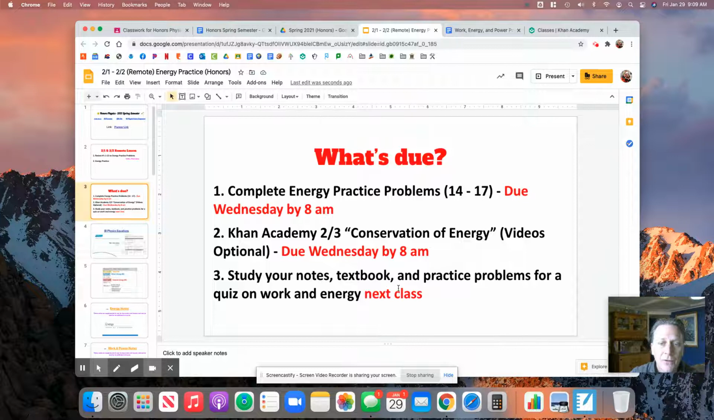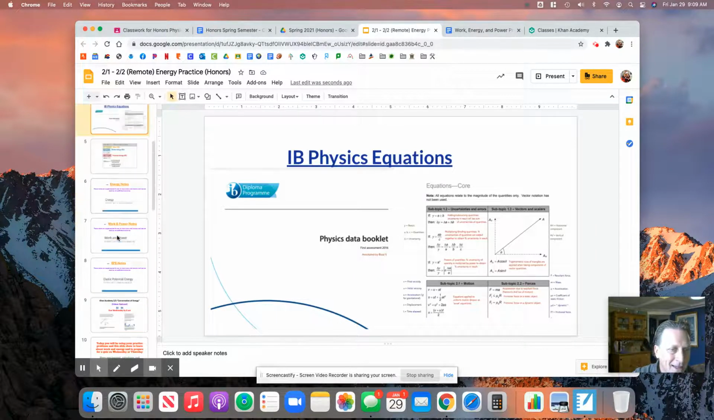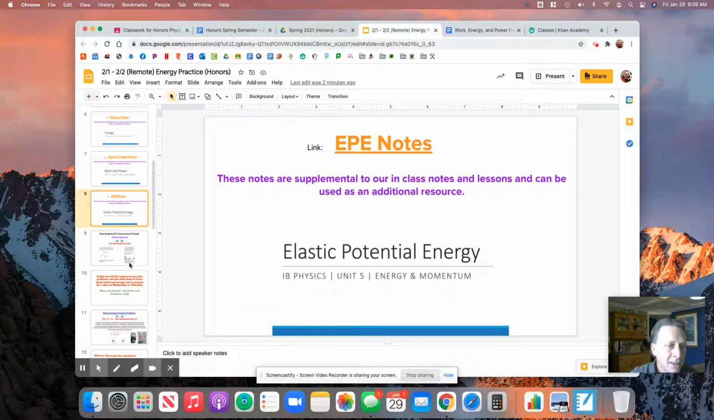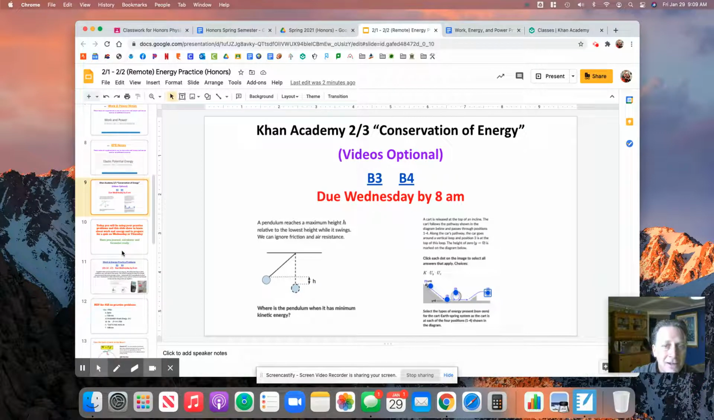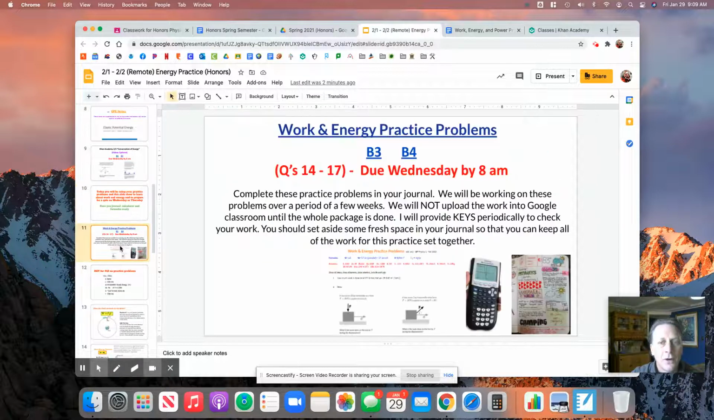Also, we're going to have a quiz next class. So study your notes, textbook, practice problems, and Khan work and get prepared for it. Okay, so let's start today by getting out your journal, your practice problems, your calculator, and your equations. Notice these supplemental notes. These might be a good place to study for the quiz coming up. And here's your links for Khan Academy. Today you're going to be using all those resources to get ready for your quiz coming up next class. You're going to open up your work energy practice problems.